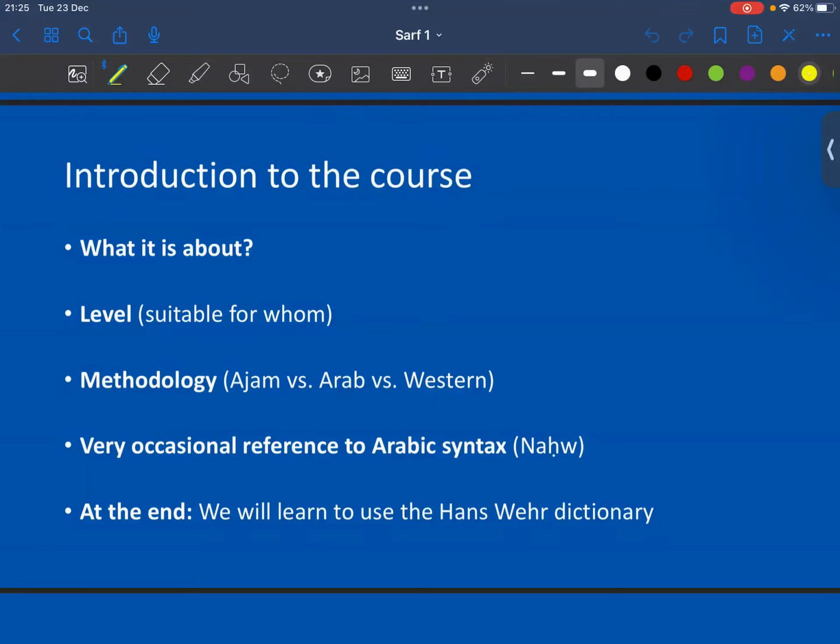Inshallah, at the end of this course, we will be learning to use the Hans Wehr dictionary, which is one of the most useful dictionaries in the English language, originally written in German, for Arabic to English translation.